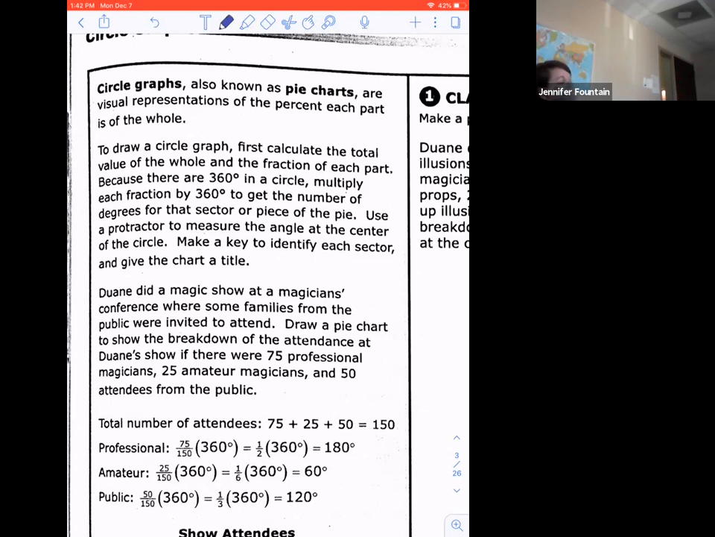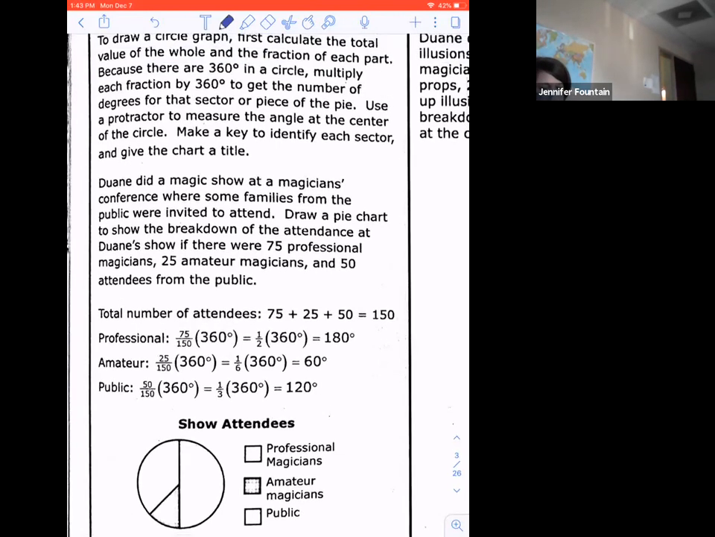Use a protractor to measure the angle at the center of the circle. Make a key to identify each sector and give the chart a title. Okay. So we're going to do some estimations here. We're not actually going to use protractors for this, but we just need to understand how they are used. So it says, Dwayne did a magic show at a magician's conference where some families from the public were invited to attend. Draw a pie chart to show the breakdown of the attendance at Dwayne's show. If there were 75 professional magicians, 25 amateur magicians, and 50 attendees from the public. So I know I've got to break it into 3 parts, okay?